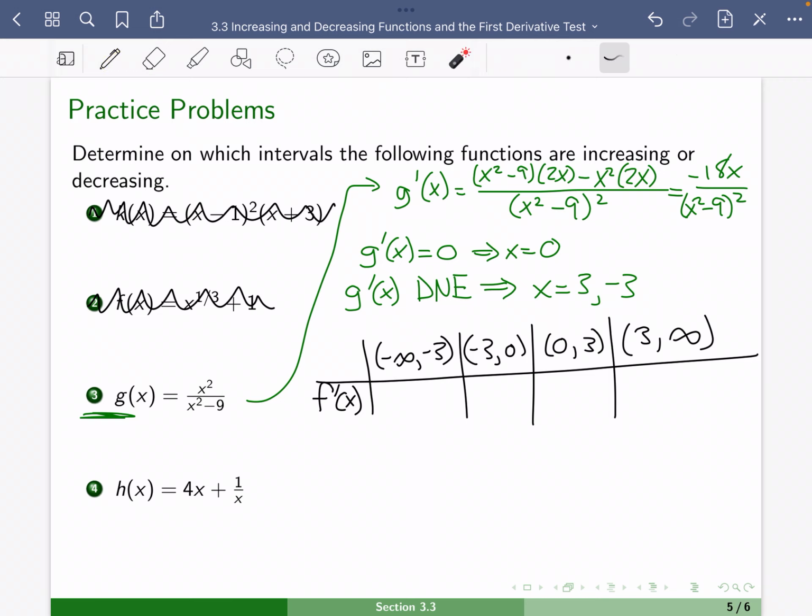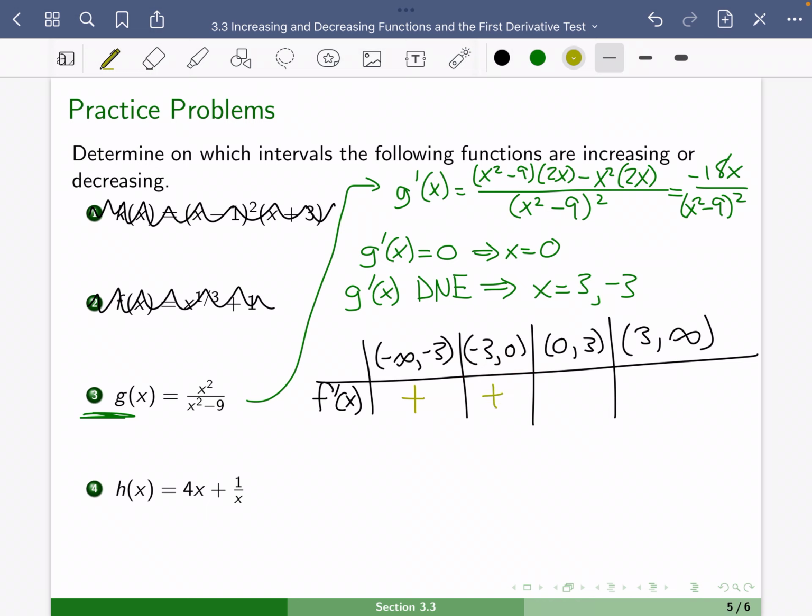So pick some value smaller than negative 3, so like negative 10. Plug in negative 10 here, and you will get a positive value. That denominator is always going to yield something positive, because when you square it, that negative will go away. So you have a negative 18 times a negative 10 on top. You'll have a positive on top, and you'll have positive on bottom. Next, pick something between negative 3 and 0, so like negative 2. If you plug in negative 2, you also get a positive value.